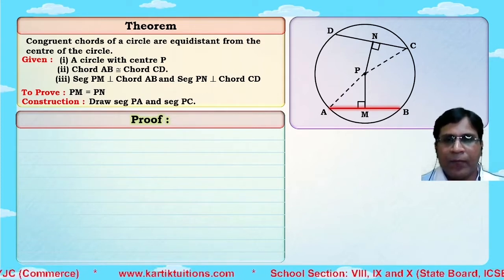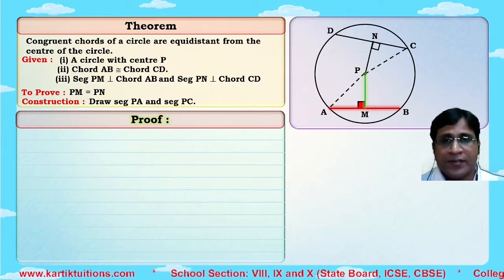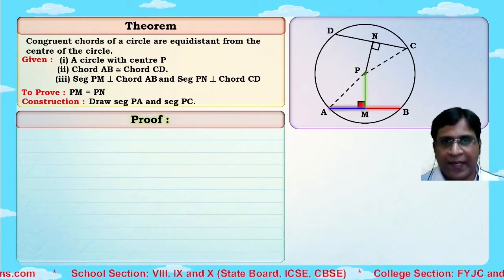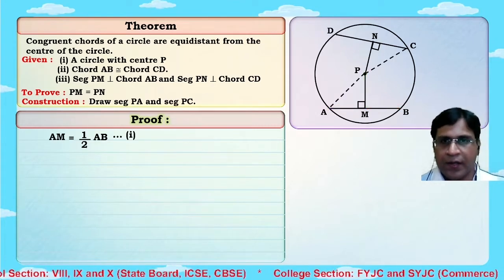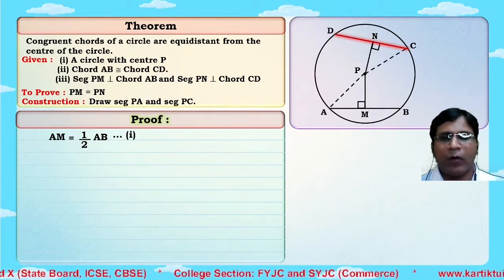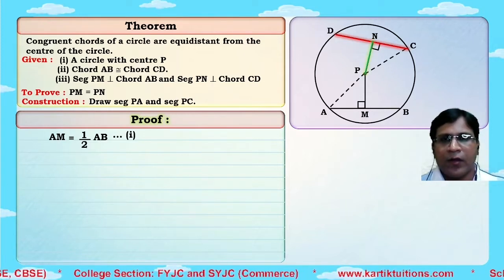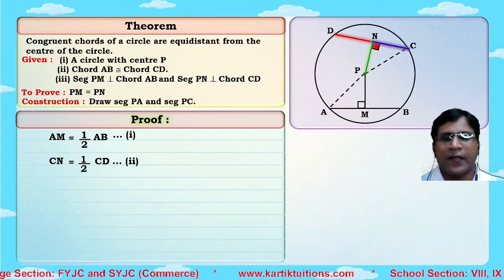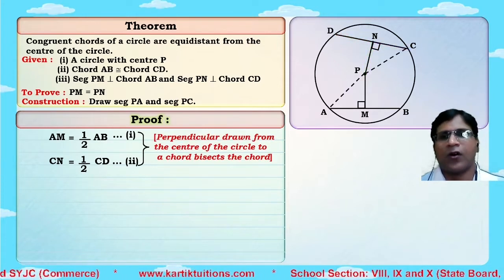Now first of all, let's talk about chord AB. Now see, PM is perpendicular to chord AB. So we know one theorem: the segment joining the center of a circle perpendicular to the chord bisects the chord. So in other words, I can say AM is half of AB, and the reason is perpendicular drawn from the center of a circle to the chord bisects the chord. Same way, if I talk about chord CD, PN is perpendicular to chord CD. So therefore I can say CN is half of chord CD. And the reason for both is perpendicular drawn from the center of a circle to the chord bisects the chord.